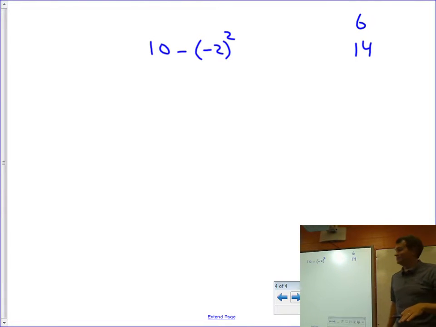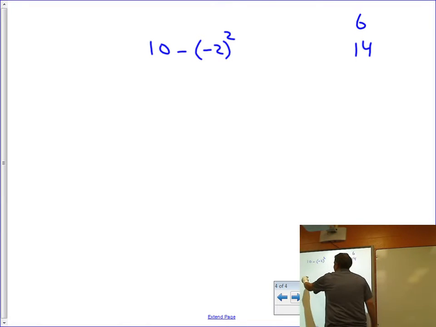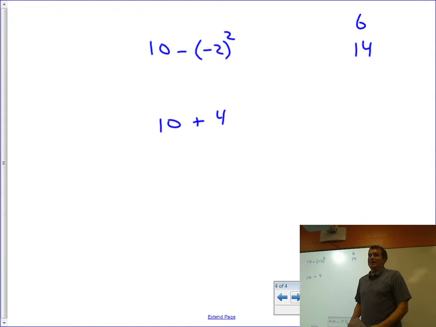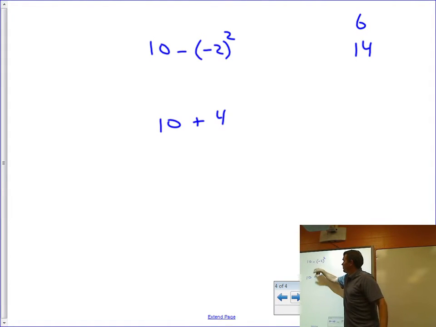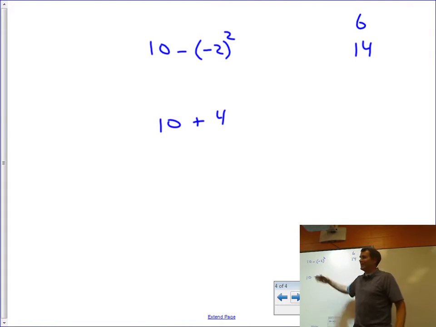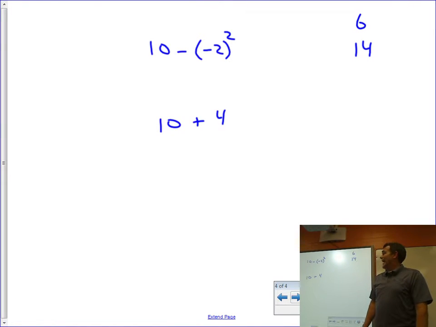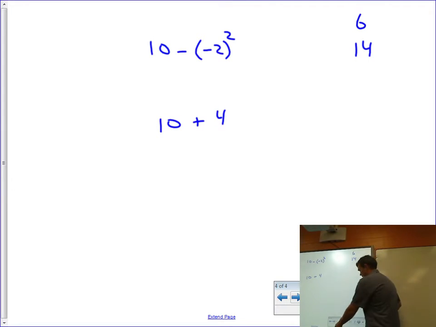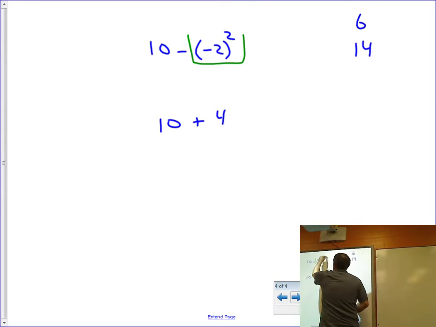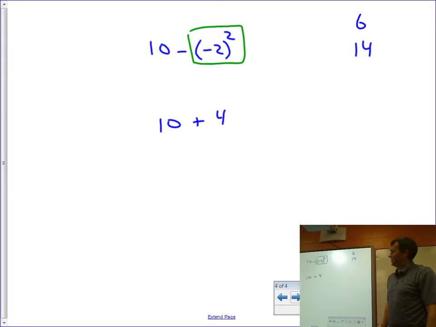Let me explain. What a lot of people do with this is they end up with 10 plus 4 because they combine the two minuses and make it a plus, and 2 to the second power is 4. And that is not correct, and let me show you why. The first thing you have to do in this problem, according to the order of operations, is do the exponent. So this is the part you're doing first.